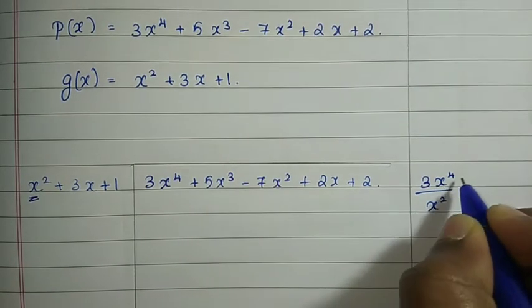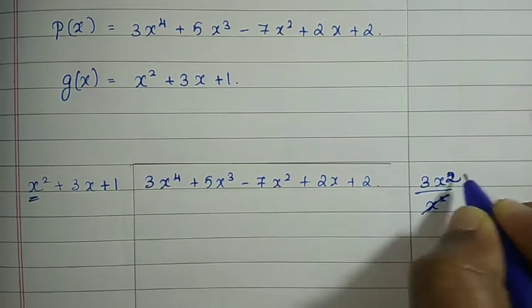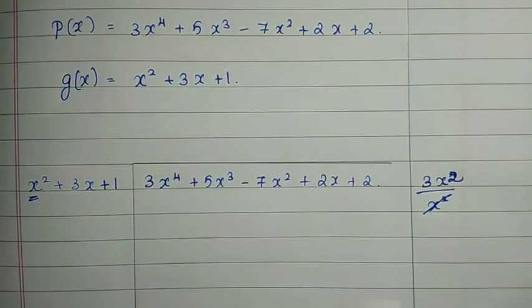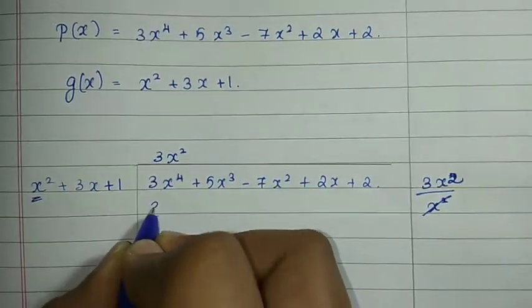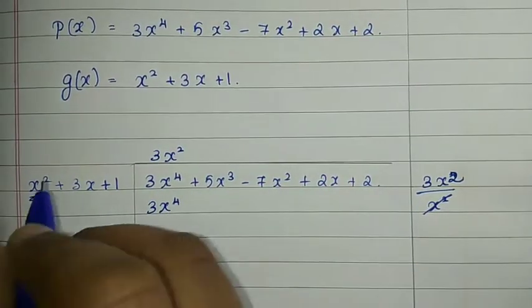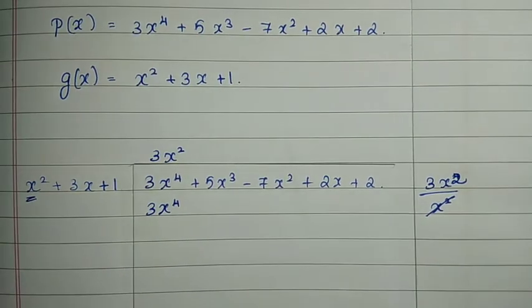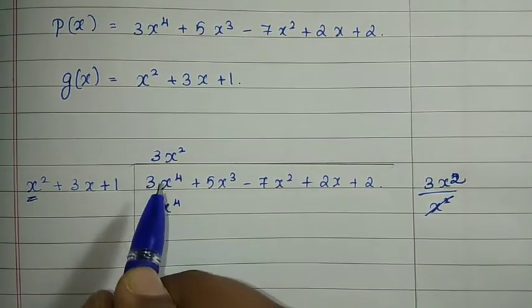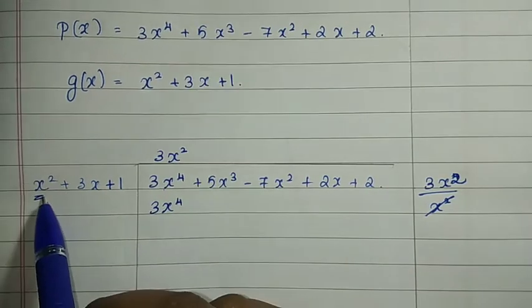So x square into x square, no? If we cancel these two, it will become 3x square. So I will be multiplying with 3x square. So 3x power 4. You need not check for the second term and all. You just have to check the first term for p of x and g of x. So now this one is over.